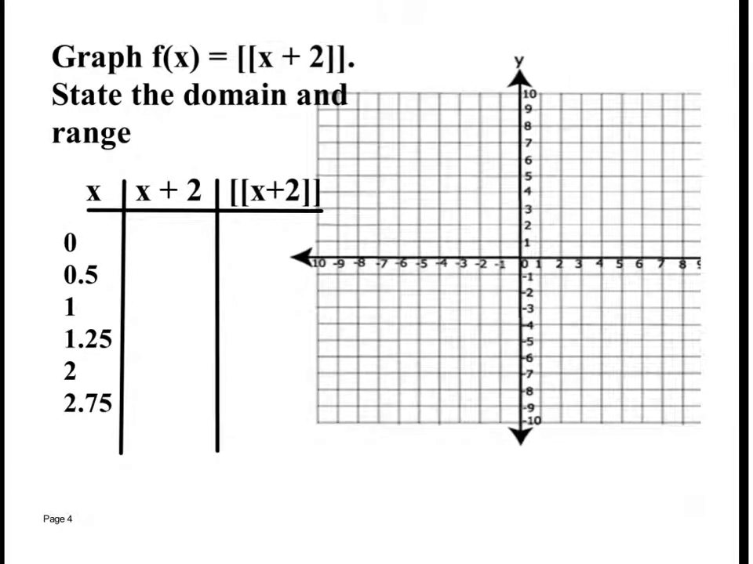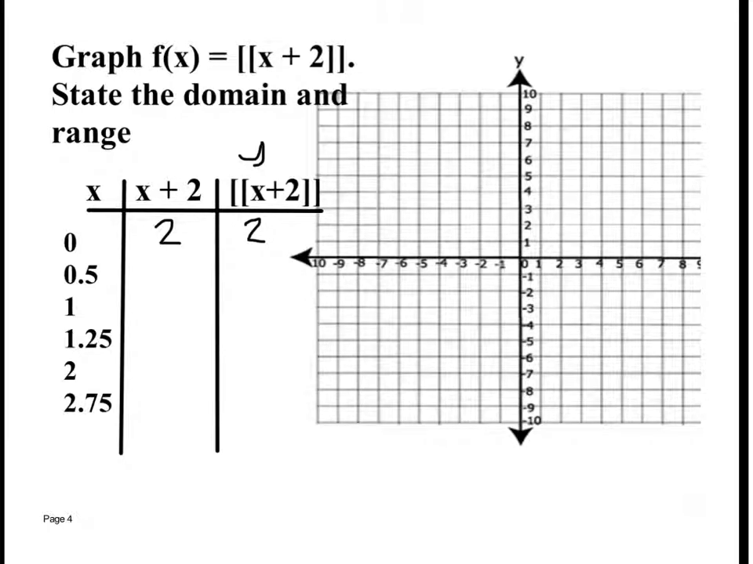All right, so here we have to graph f of x equals the greatest integer function of x plus 2. We're supposed to state the domain and range. That'll be on your homework, so make sure you do that. I've already made a table of x, of x plus 2, and then the greatest integer of x plus 2, which is the same thing as my y coordinate. So if I plug 0 in for x, what is 0 plus 2? 2. What is the greatest integer not greater than 2? 2.